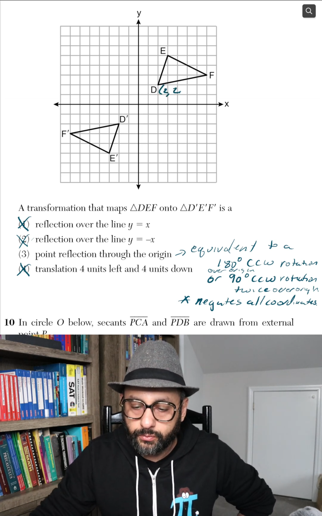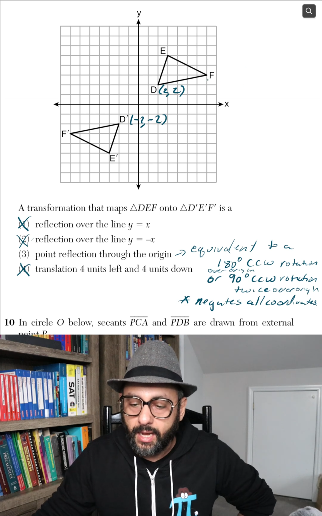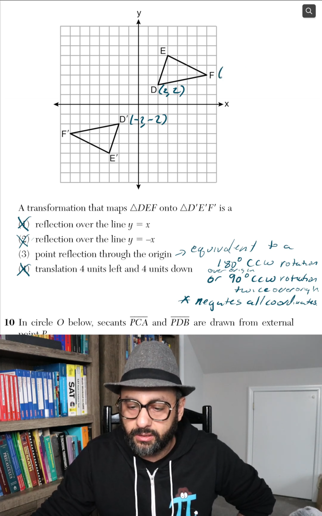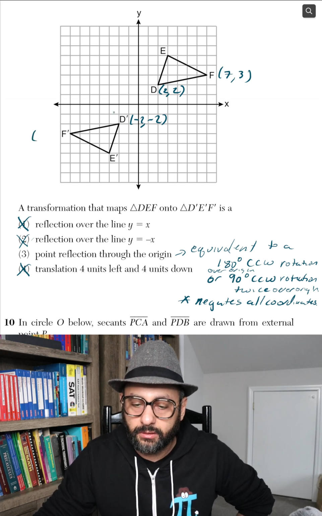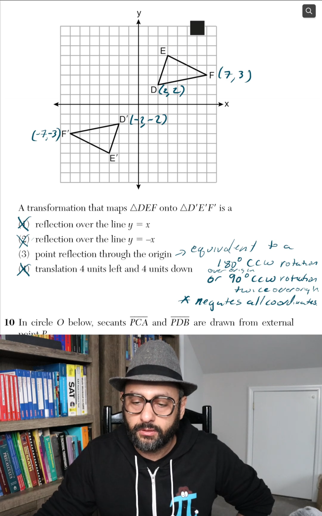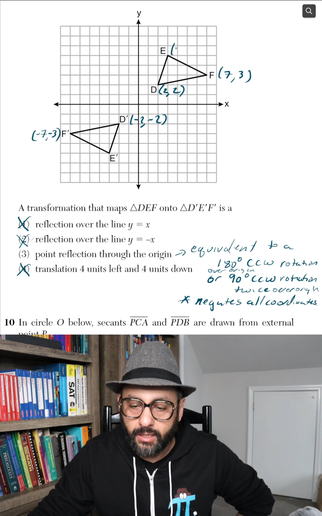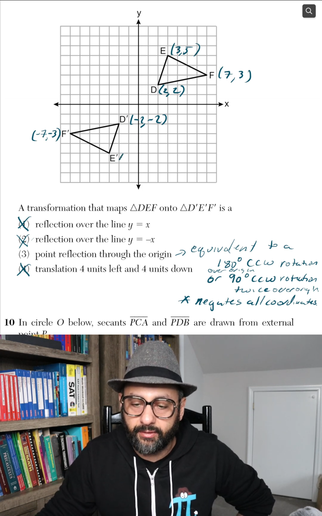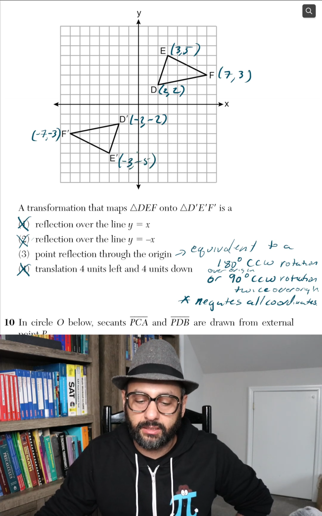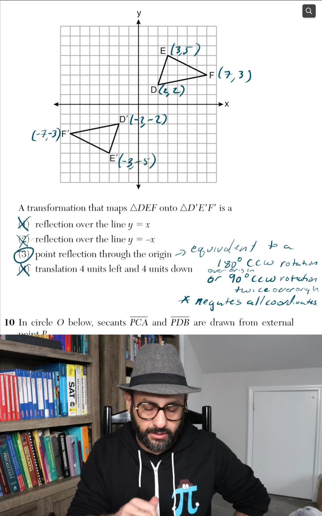So we have D at 2, 2, and the coordinates of D prime would be -2, -2, which is in fact correct. F has coordinates 7, 3, and so F prime would have coordinates -7, -3, which it does. And then E has coordinates 5, 3. Nope, 3, 5. Made a common student error right there. 3, 5. And so E prime would have coordinates -3, -5, which in fact it does. So the answer is a point reflection through the origin.